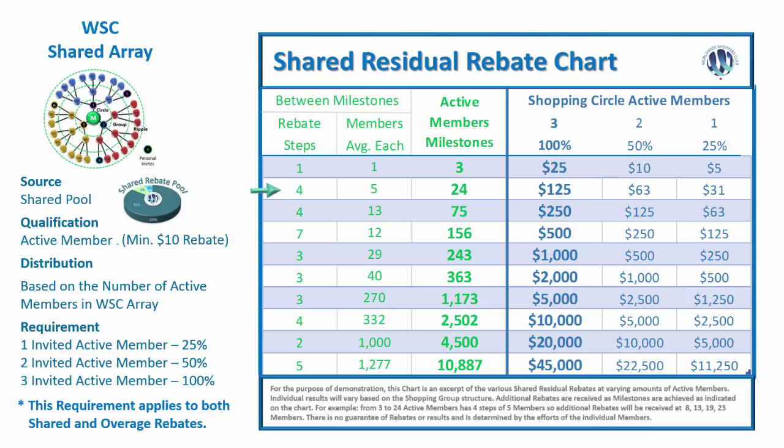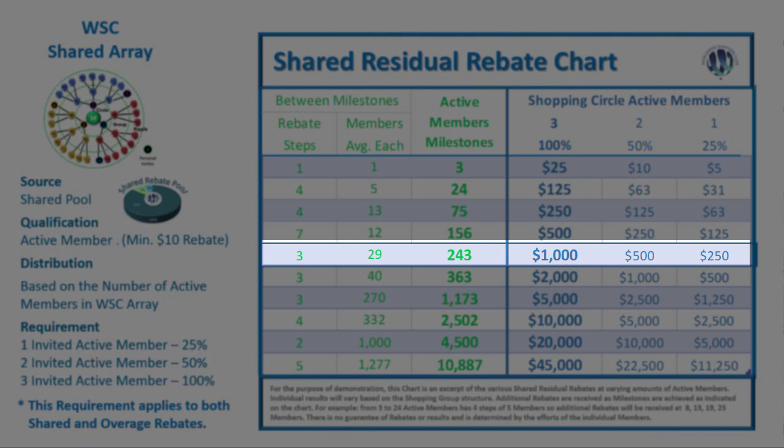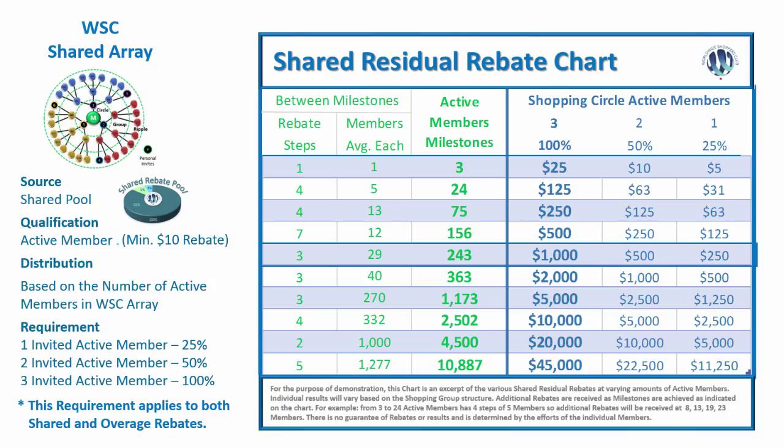So like we showed you on the other chart, to go from 3 to 24 or $25 to $125, it's going to take 4 steps with an average of 5 members per step. And the member will receive additional rebates on each step. So that completes the residual rebate chart explanation. One thing we just always want to point to is that 243 number, where a member is receiving $1,000 a month in residual rebates. It's such a powerful level for changing someone's life, and we're going to compare that when we go through the overage residual rebates in the next section.